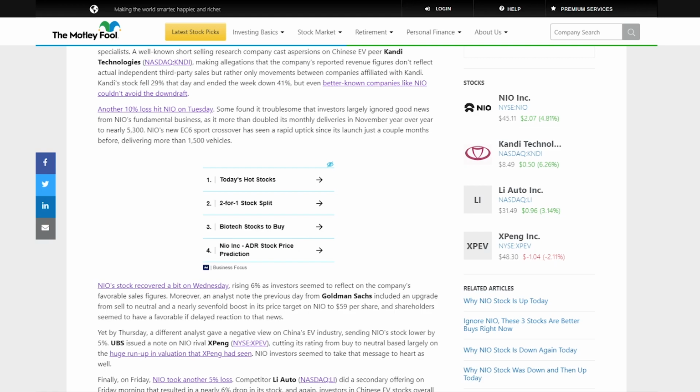And obviously they didn't go up because of this news, where typically we would see NIO shoot up in share price when news like this comes out where they report good numbers for their deliveries, especially considering it was a record-setting month, and yet they didn't go up at all. They actually suffered a 10% loss on Tuesday.